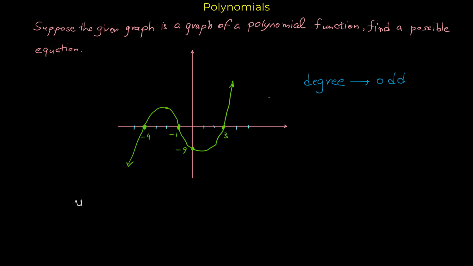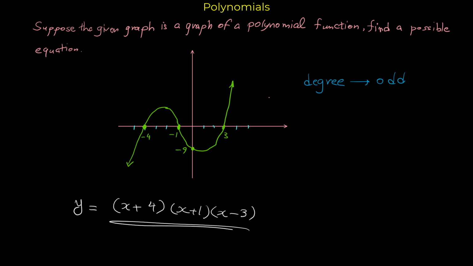So we know that one of the factors is x plus 4 corresponding to this. If we set this equal to 0, x would be negative 4, this point. The other factor is x plus 1 and the final factor is x minus 3. We have 3 brackets, degree 3, odd degree, as we expected.